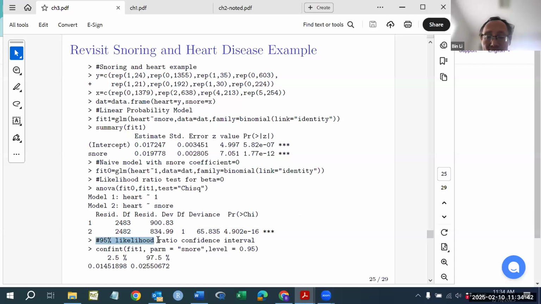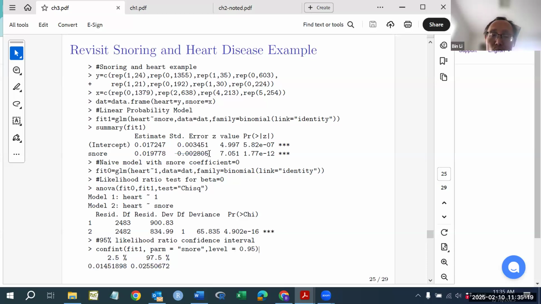We can also get a 95% likelihood ratio confidence interval using the confint function in R for fit 1, which includes the intercept and the snore variable. For the parameter snore, the level is 0.95. So that gives a 95% confidence interval for the snoring coefficient. You can see it is different, as it should be, from the Wald confidence interval.